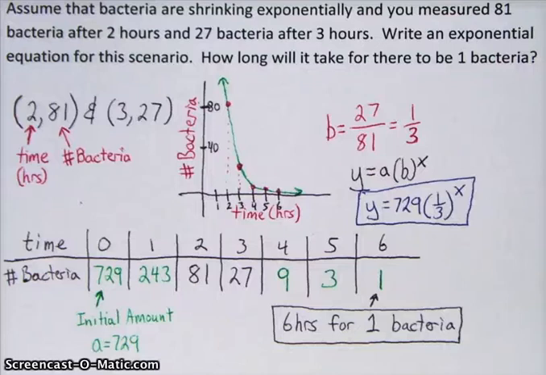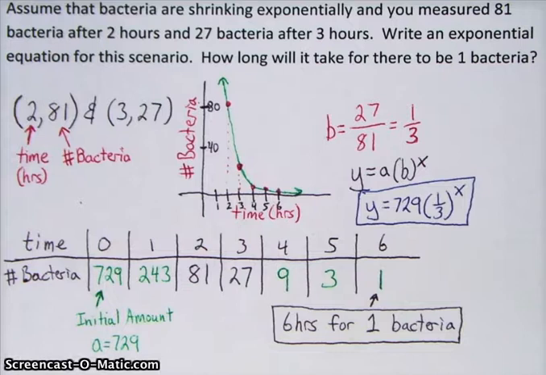Alright, let's assume the bacteria are shrinking exponentially and you measured 81 bacteria after 2 hours and 27 bacteria after 3 hours. We want to write an exponential equation for this scenario and then find out how long it takes for there to be one bacteria left.